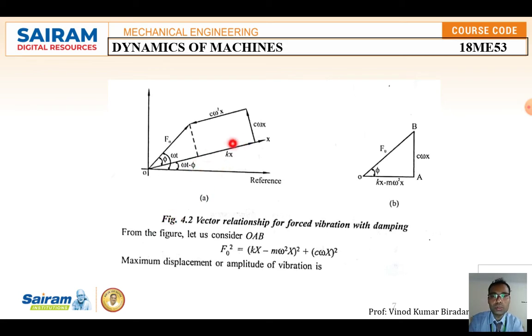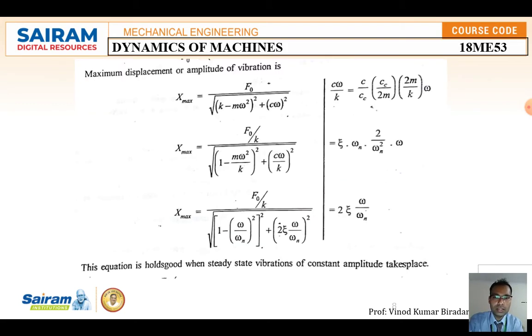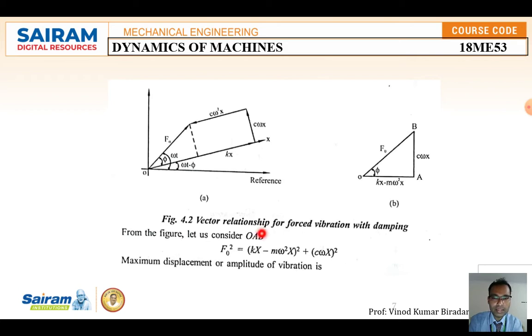Okay, so this is about the vector diagram. From the figure, let us consider the triangle OAB. So F0 is equal to what? According to Pythagoras theorem, the square root of (kx minus m omega square) whole square plus (c omega x) whole square. Pythagoras theorem is the square root of a square plus b square.